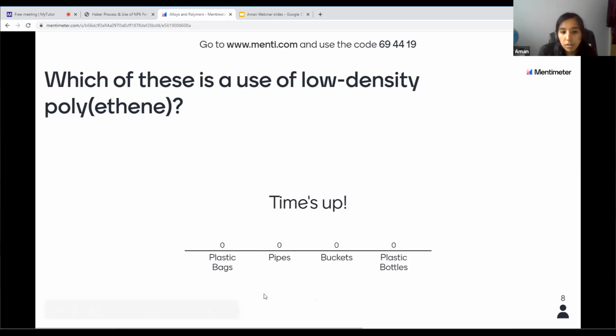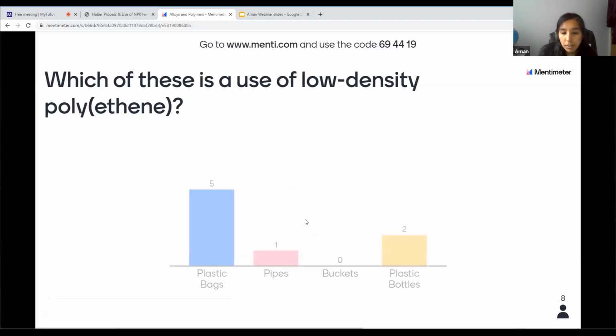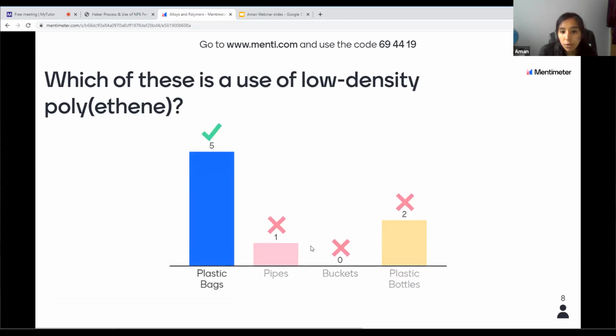Okay, great. So the answer is plastic bags. Well done to everyone that got that correct. Low density polyethylene tends to have a branching structure, and that means that the bonds in the polyethylene aren't as strong. So it tends to have a much more flexible structure and tends to be a lot less hard and tough, whereas high density polyethylene has a really rigid structure, which gives it a lot more strength.